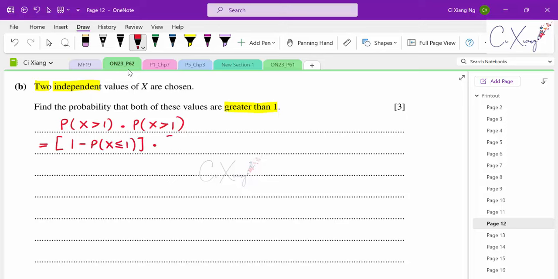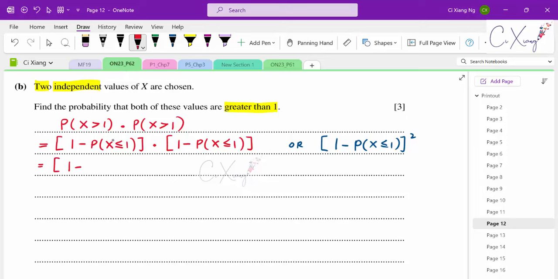Same thing for the second x. So I have to take also 1 minus the probability of x smaller equals to 1. Since you can see that both of them are the same, therefore you can actually make it as square. So some students might write it this way, where 1 minus the probability x smaller equals to 1, and they just square it. Also can, right? Okay, then now let's input the value for here.